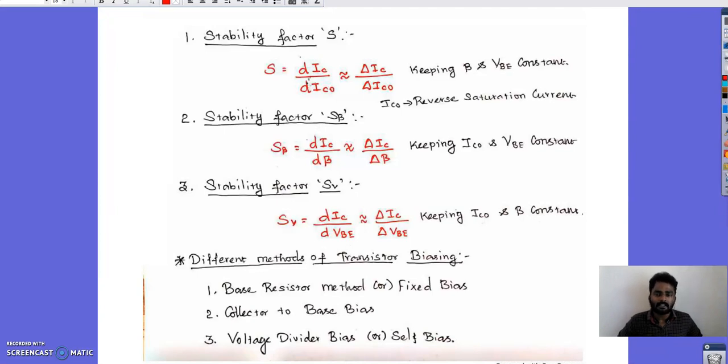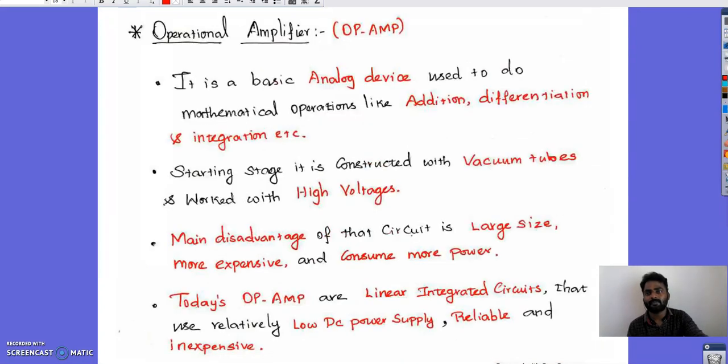And doing this transistor biasing, we use different methods. Method 1 is base resistor method or fixed bias method, method 2 is collector to base bias method, and method 3 is voltage divider bias or self bias method. By using these three methods, we can do transistor biasing.